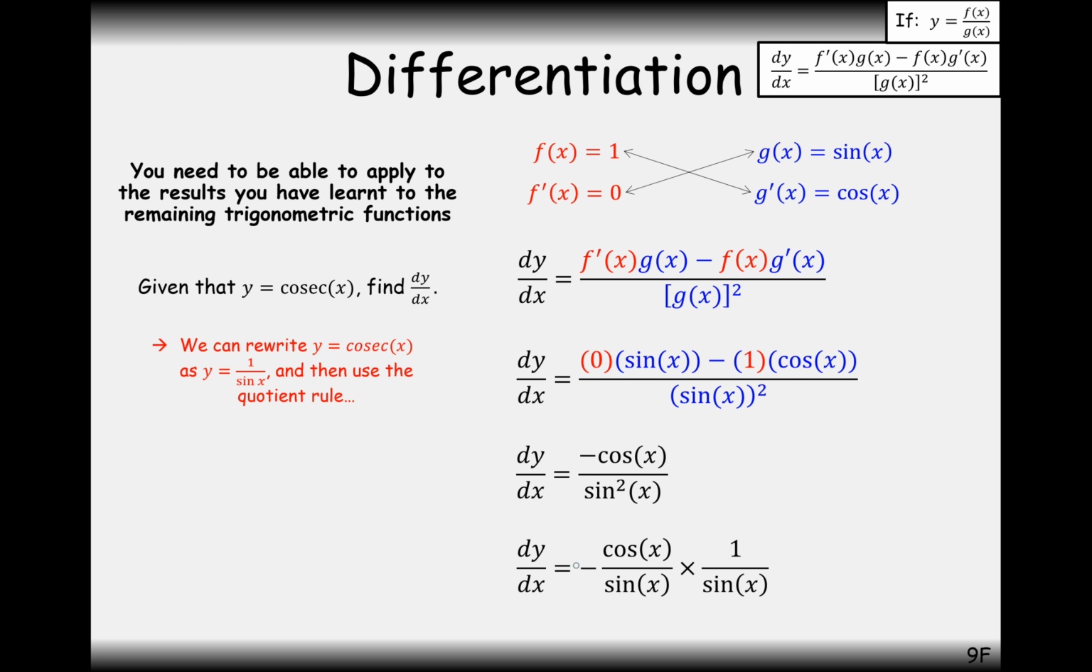I'm going to split that up into minus cos x over sine x times 1 over sine x, and then I'm going to use some trig identities for this. Cos over sine is cot, and 1 over sine is cosec, and it needs a negative symbol in there as well. So your answer to the differential of cosec is minus cosec cot. And once again, that's in the formula booklet for you if you forget it, but you could be asked to prove it, and this is how you would do that.